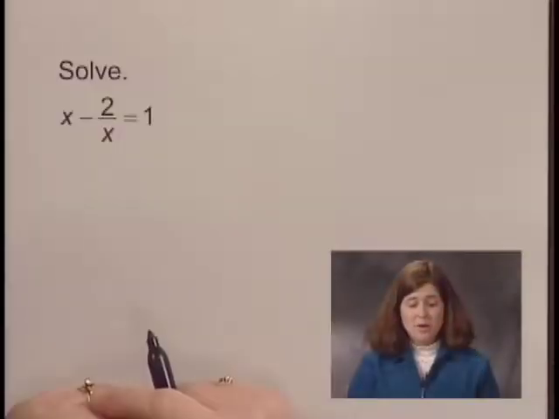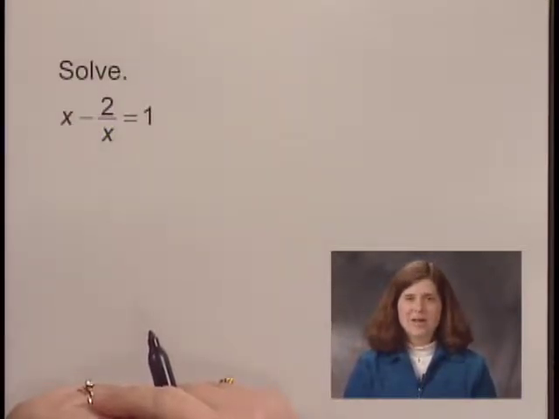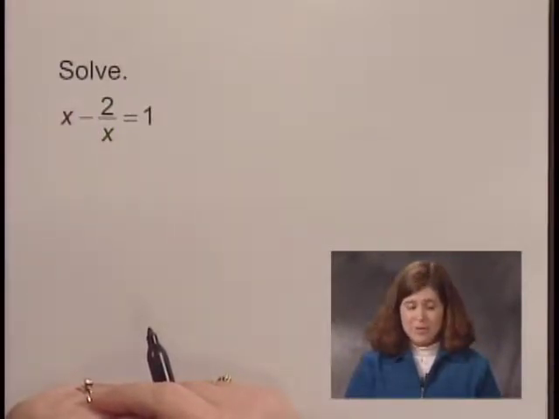In this problem, there's an equation with a variable in the denominator. The equation we're asked to solve is (x − 2)/x = 1. In order to solve this, we will need to clear the fraction by multiplying through on both sides of the equation by the least common denominator, or the least common multiple of the denominators.